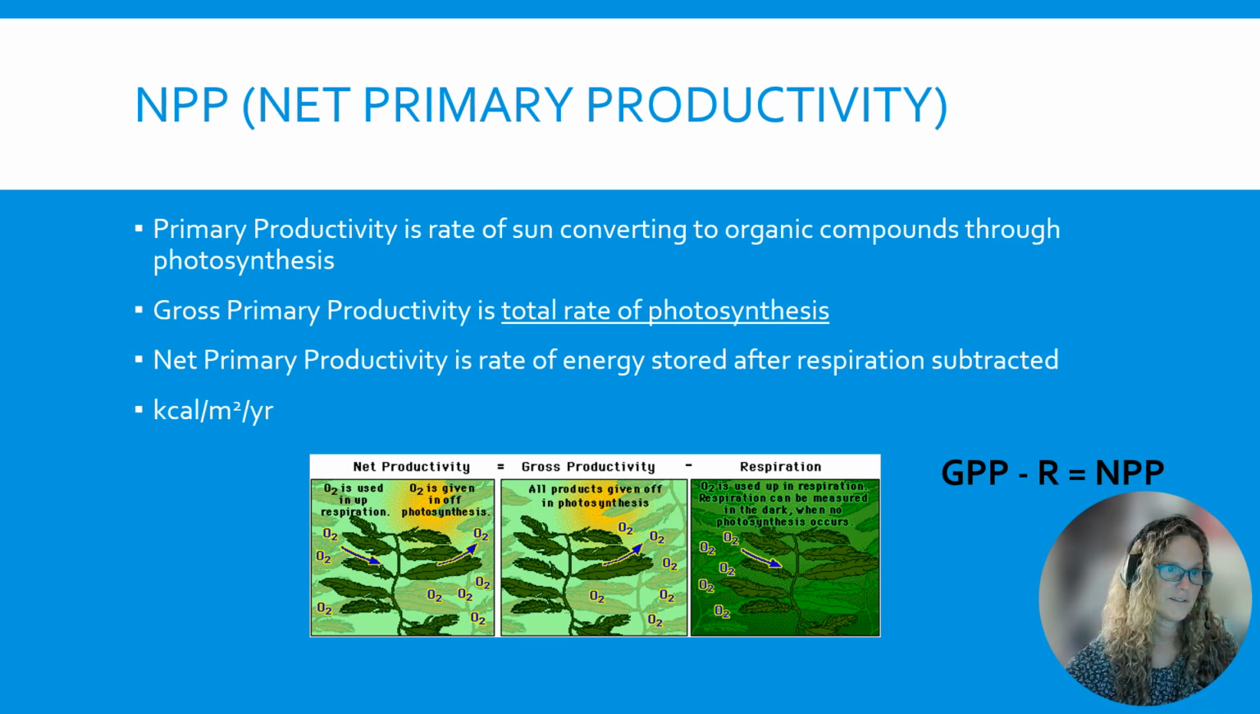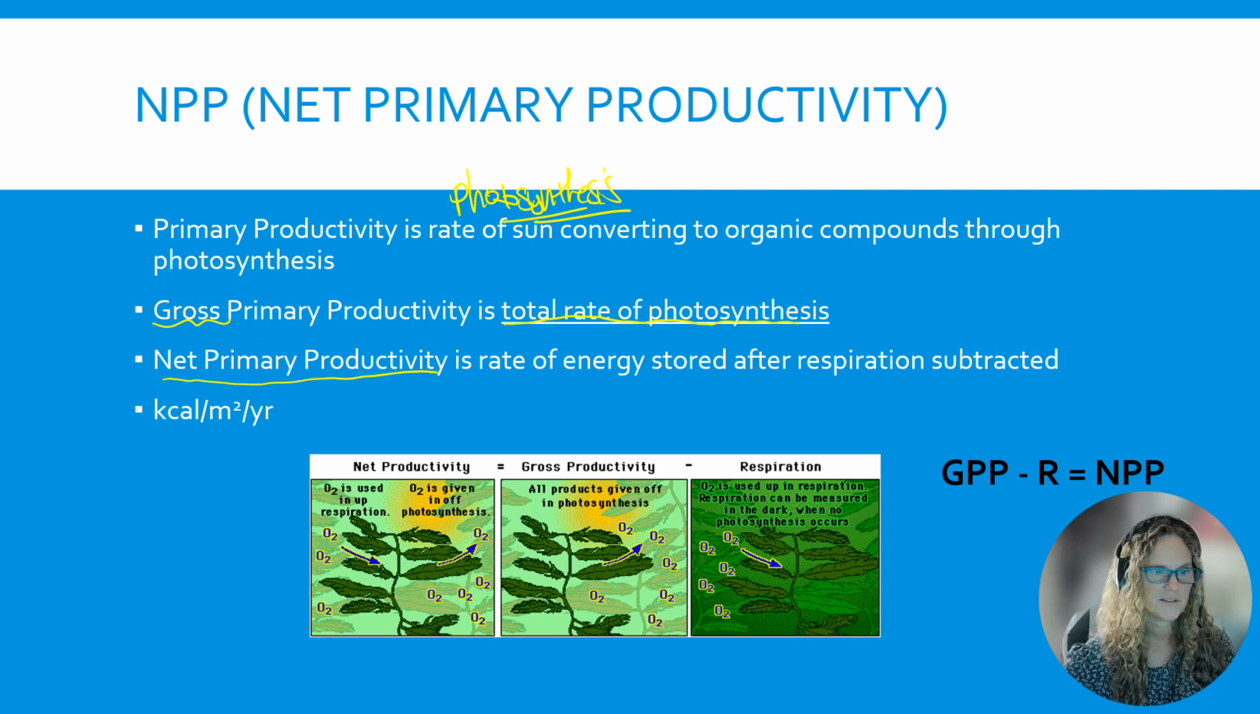All right, net primary productivity is how much photosynthesis is happening. And it's how we measure how much energy is available. So the gross primary productivity is the total rate of photosynthesis. The net primary productivity is how much can get passed on to the next trophic level. And remember our little equation here. And remember the unit. So it's energy, calories, over area, meters squared, over time.